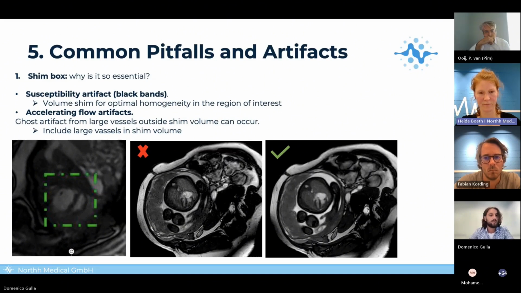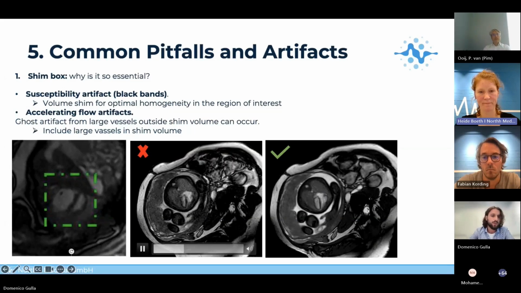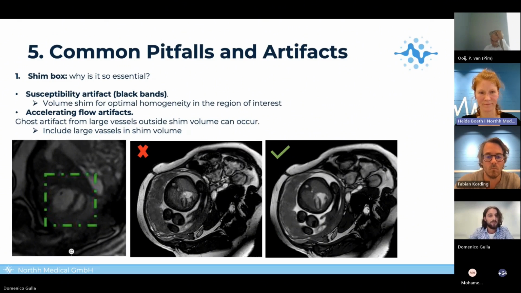And also, if we have some artifact from the vessel, we also need to include the large vessel in the shim box. And here you can see how the shim box is in the region of interest of, in this case, the short axis view on the left side. And then here also you can see the 4-chamber view, and in the middle, in the first sequences, the shim box was not really fixed in the region of interest. And you can see exactly how the image quality and the SNR of the sequences change.